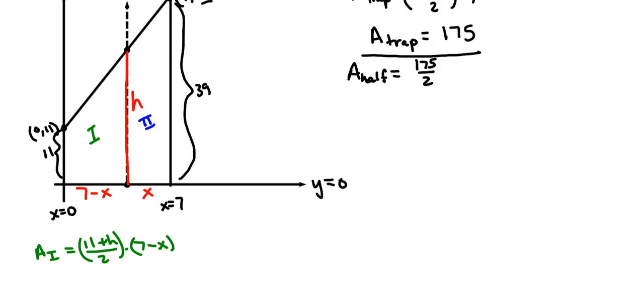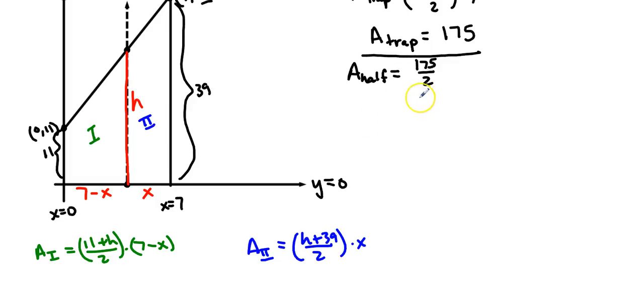And in the other case, trapezoid 2 is going to be equal to, again, the average of the bases, which is (h + 39)/2, times the height of that guy, which is x. We define that as x. So we can use what we know.